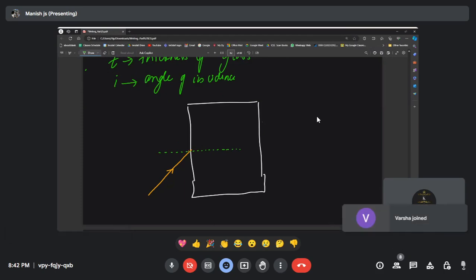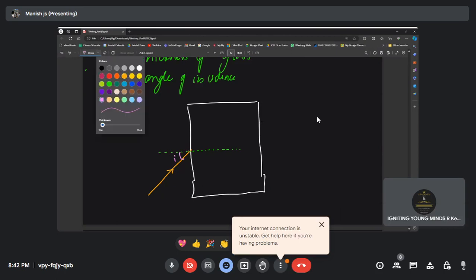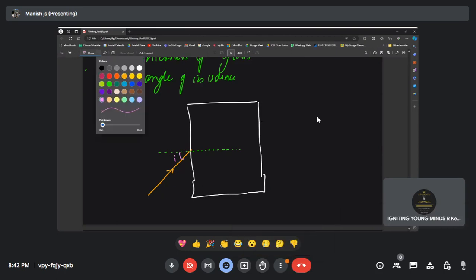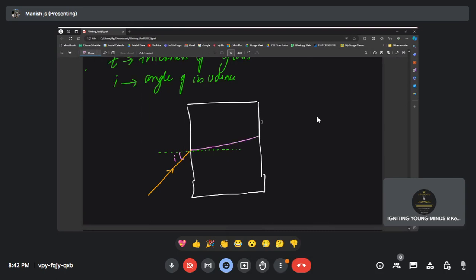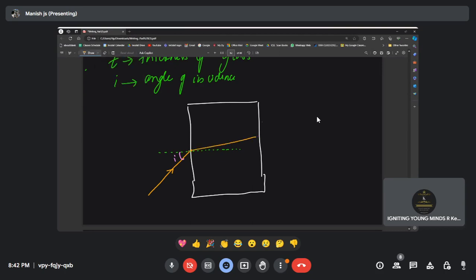You know that the angle made by the incident ray and the normal is nothing but your angle of incidence. So this light ray is traveling from rarer medium to denser medium. So I hope you know what is going to happen. It is going to bend. And how is it going to bend? It's going to bend towards the normal. So it bends towards the normal and it travels like this.